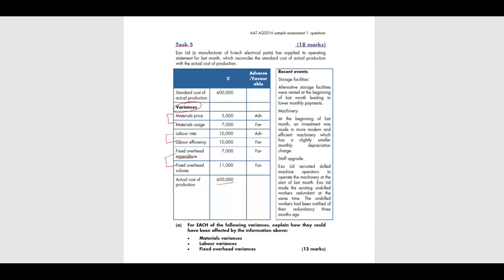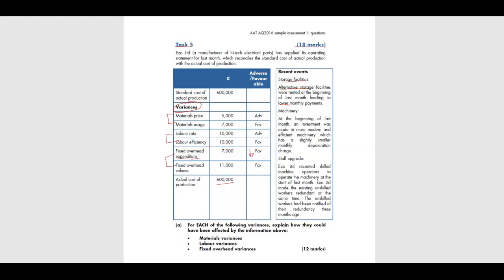On top of that, we have some additional information in this question. Recent event: storage facilities. Alternative storage facilities were rented at the beginning of the last month, leading to a lower monthly payment. So basically the alternative storage reduced some cost, a lower monthly payment. That means this is the reason the fixed cost expenditure is going down. So number 1 we already have.